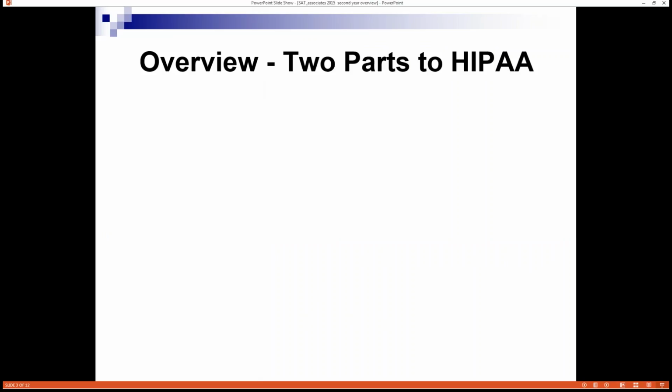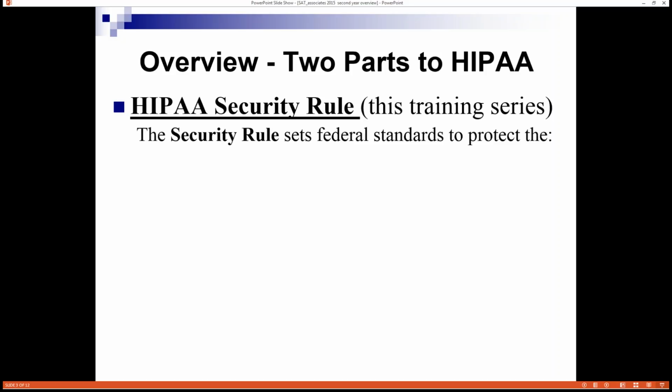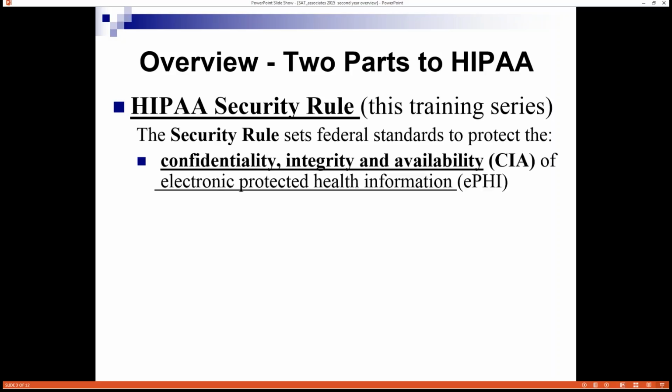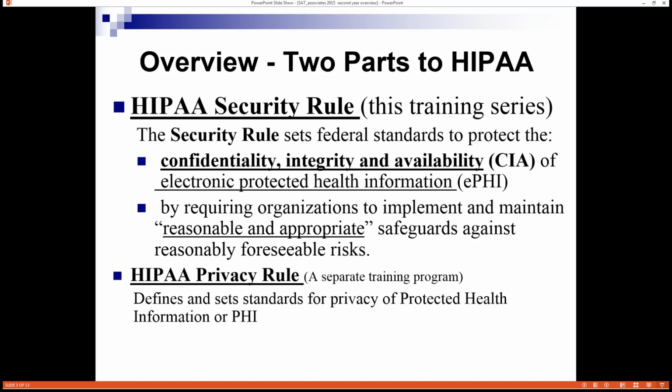Overview. Two parts to HIPAA. There are two parts of HIPAA as it relates to privacy and security. The HIPAA security rule, which this training series addresses. The security rule sets federal standards to protect the confidentiality, integrity, and availability, CIA, of electronic protected health information, EPHI, by requiring organizations to implement and maintain reasonable and appropriate safeguards. Reasonable and appropriate may mean your organization does not create or maintain a few safeguards discussed in this training.